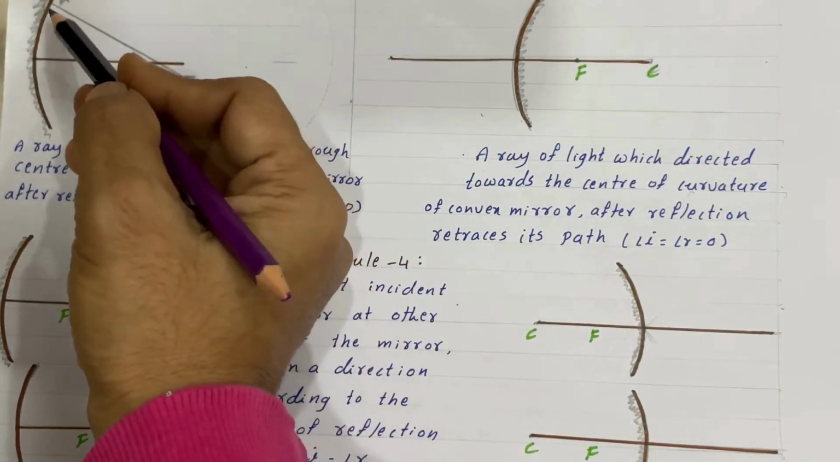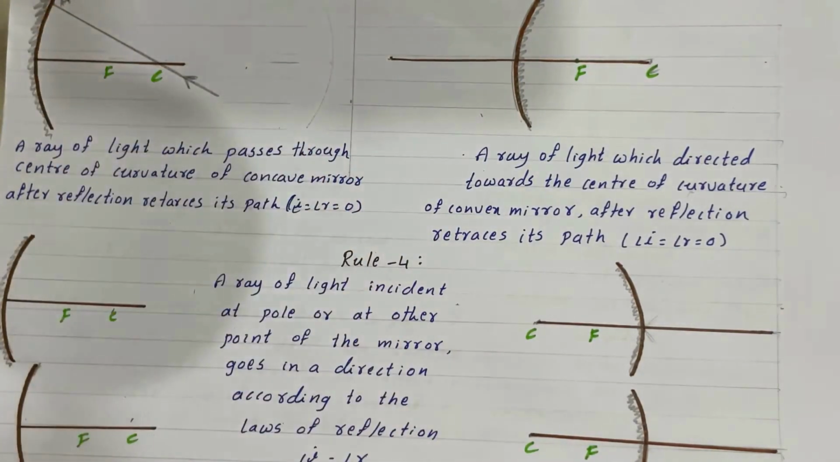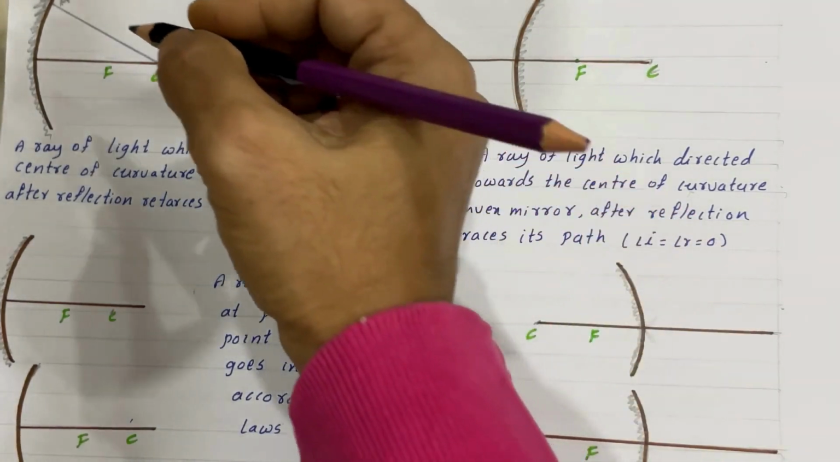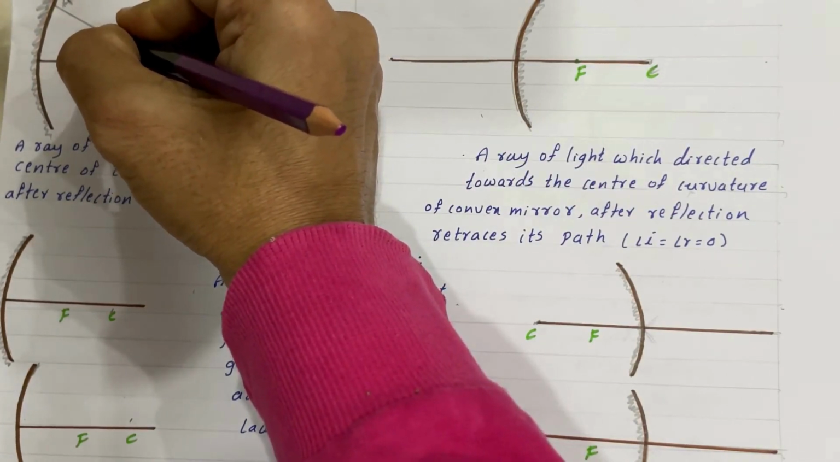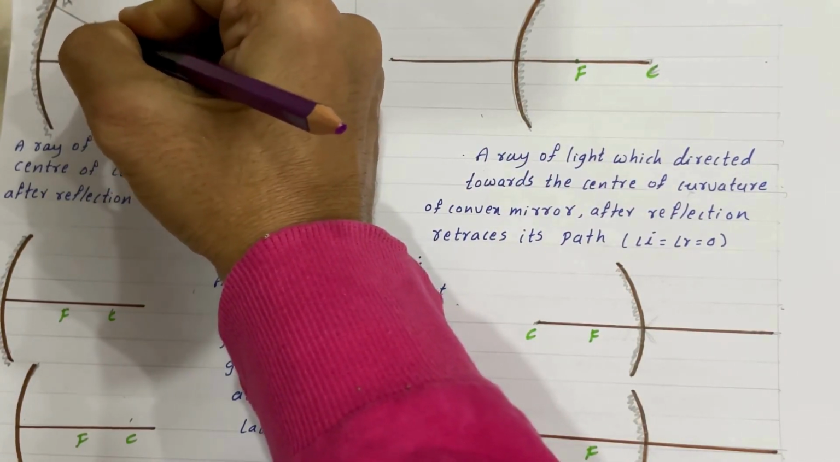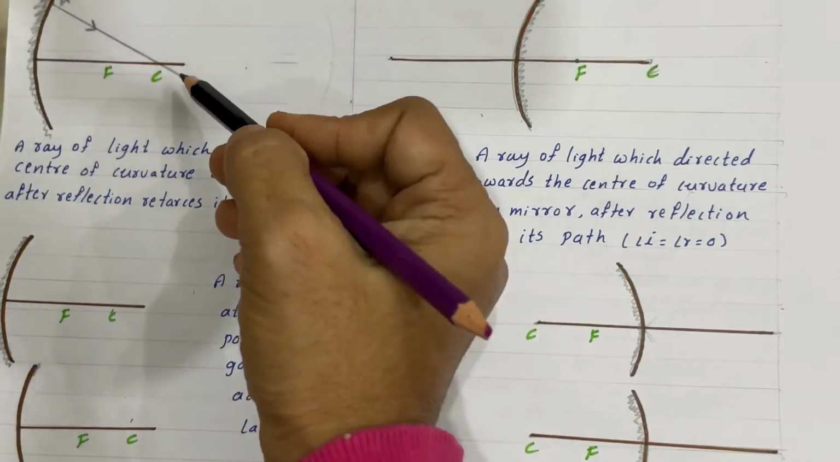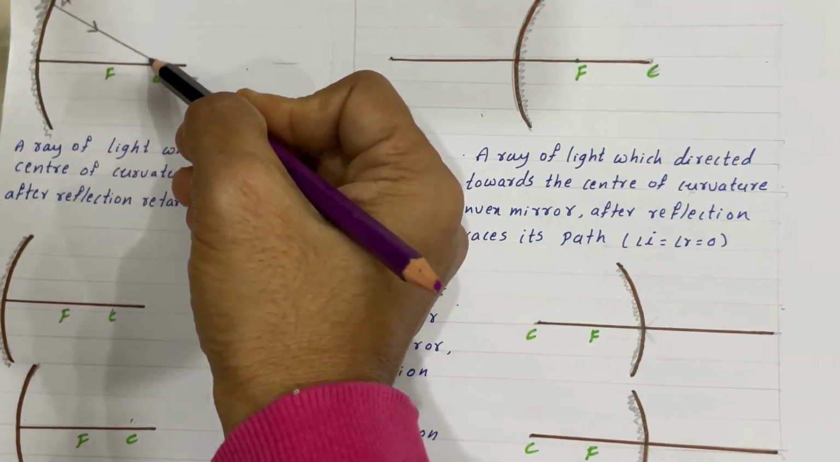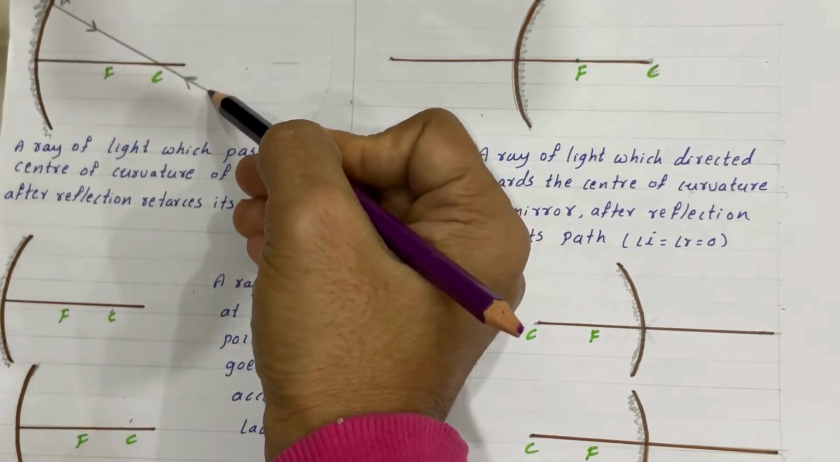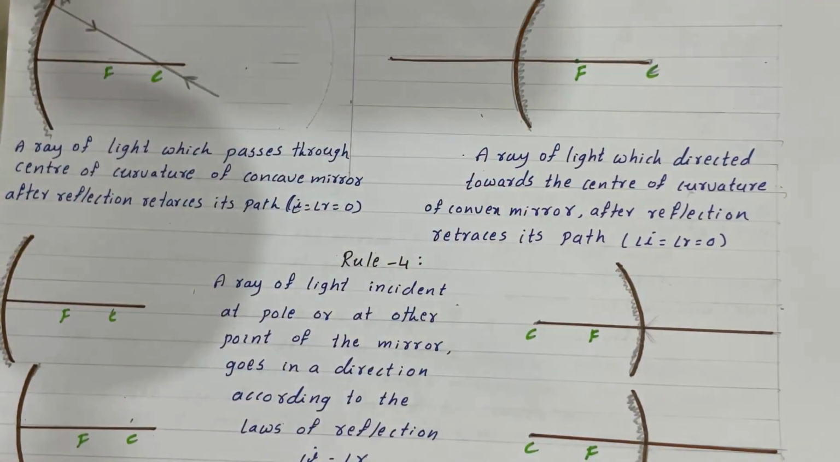So our incident ray is passing through the normal. When it is passing through the normal at the point of incidence, it makes 0 angle. So the angle of incidence is 0. When the angle of incidence is 0, the angle of reflection is also 0. So the reflected ray comes in the same path but in the opposite direction. So the reflected ray retraces its path when the incident ray passes through the center.